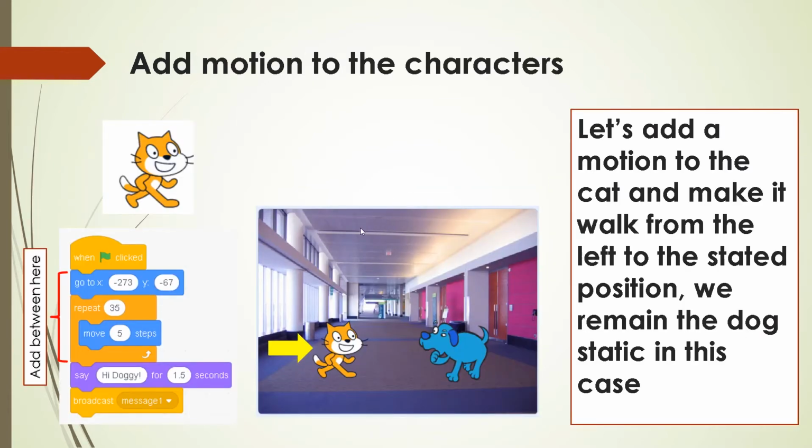Before that, I need to add some motion. I want to make it more lively and more interesting. I make the cat move from outside of the scene into the scene. We just set the cat's starting position to x equal to this position, the outside position, and repeat, moving forward 5 steps, repeating 35 times before he says hi doggy. And doggy remains static in this case. It's just the cat moving into the scene.